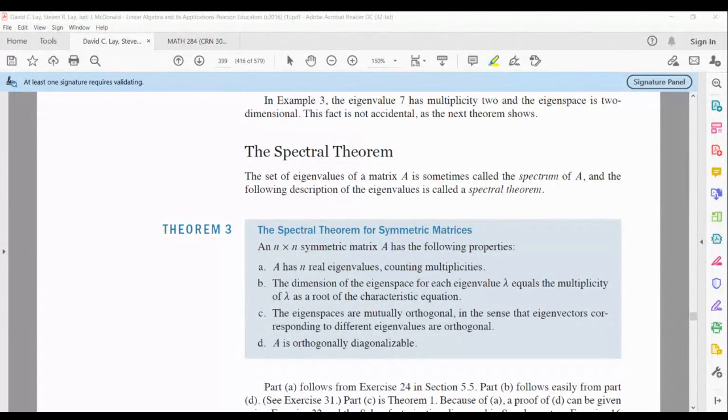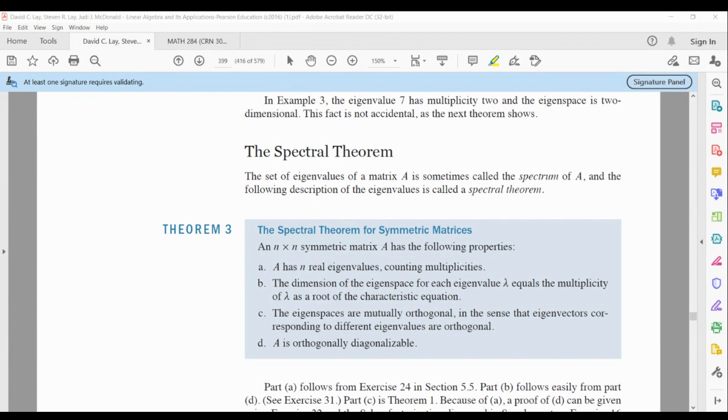Okay, the spectral theorem for symmetric matrices has the following properties. You know, of course, if an n by n matrix A is symmetric, it has n real eigenvalues, counting multiplicities. Part B: the dimension of each eigenspace equals the multiplicity of the root of the characteristic equation. And part C you're aware of. Eigenspaces are mutually orthogonal. And then for D, the matrix A is orthogonally diagonalizable.